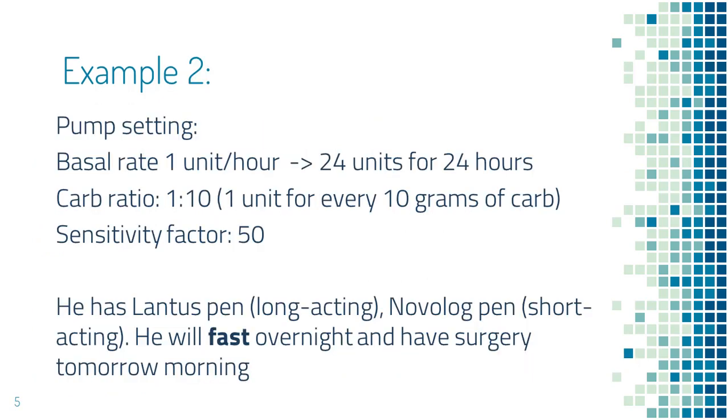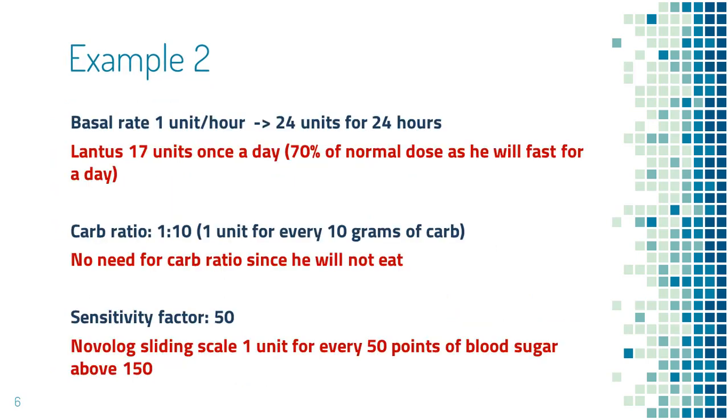The pump setting is the same as the first example, but he will have surgery tomorrow morning, so he will need to fast overnight, and the hospital does not allow him to use the insulin pump during the surgery. Since he will not eat for the next day, he should take less long-acting insulin. Normally, it should be about 70% of your normal basal insulin. Since he was getting 24 units of basal insulin a day, 70% of 24 units is about 17 units.